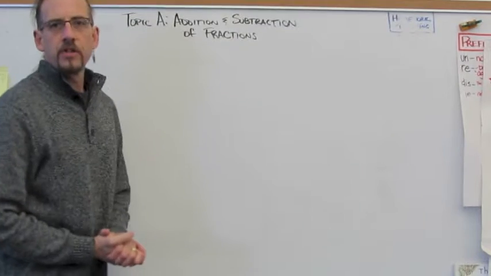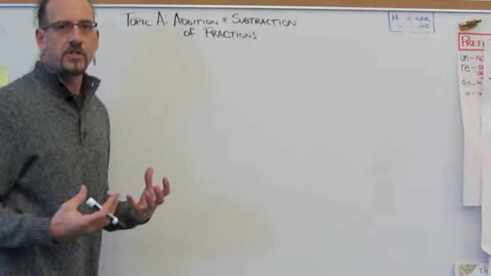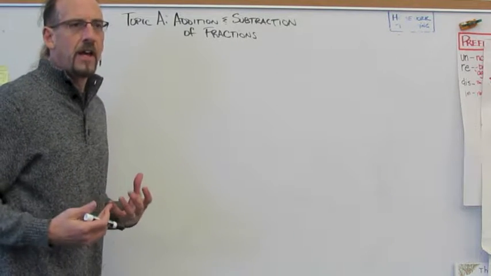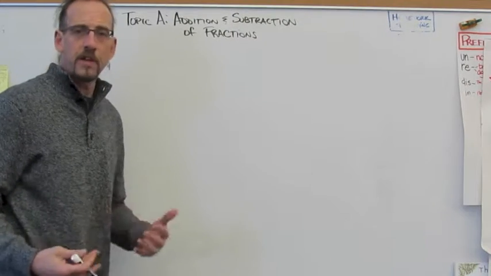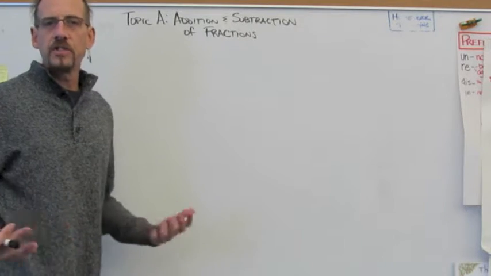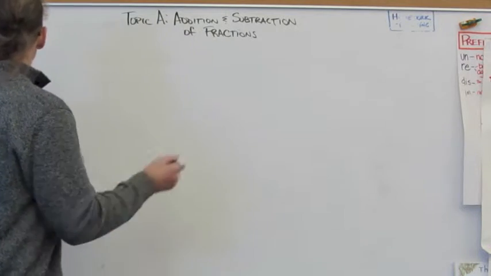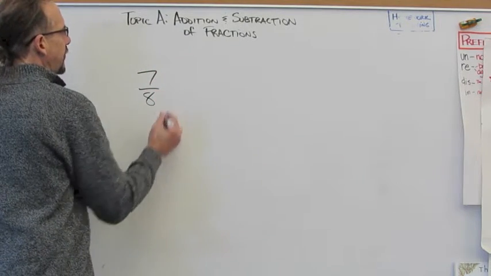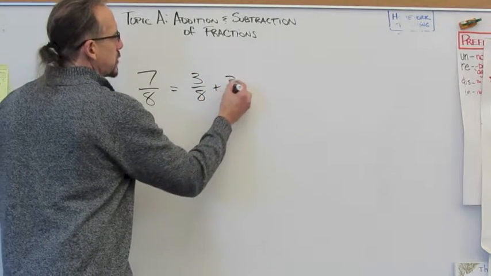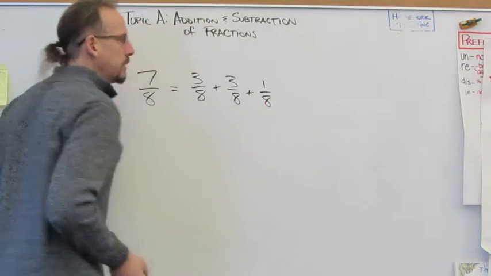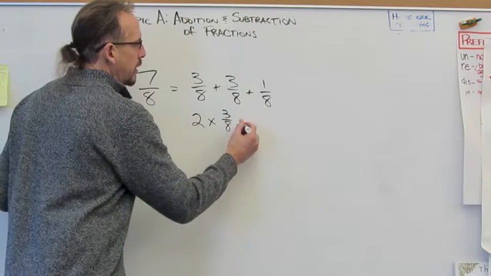So now once kids have a good understanding of equivalent fractions, now we want them to be able to decompose fractions into different parts, because we want them to understand, just like whole numbers, 10 can be made up of 5 plus 5, or 8 plus 2, or 7 plus 3. We want them to understand that fractions are the same way. They can be decomposed into smaller parts that can be put back together. So we might take something like 7/8, and we want kids to be able to know that that is 3/8 plus 3/8 plus 1/8. Or we might want to rephrase that as 2 times 3/8 plus 1/8.